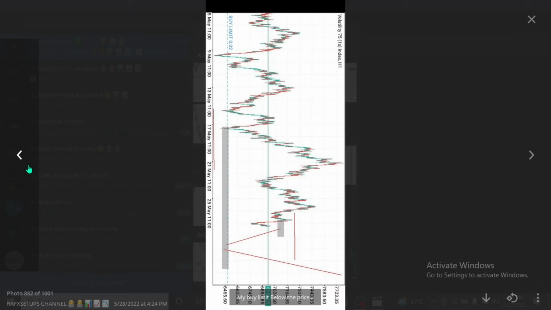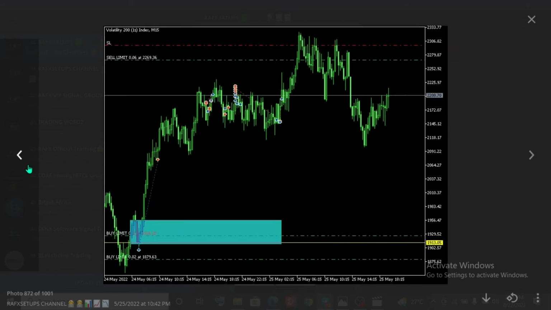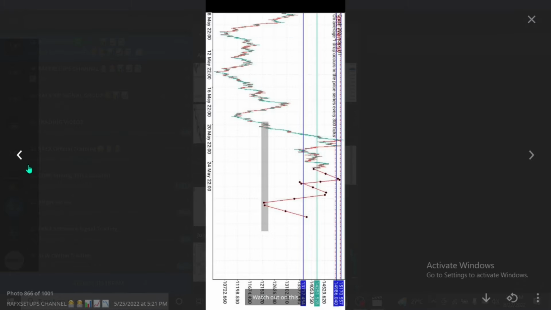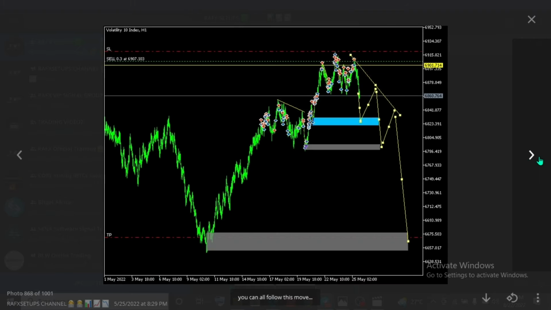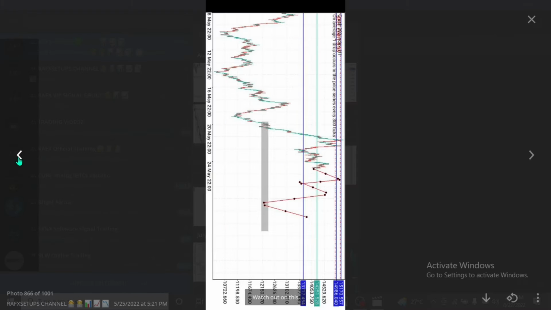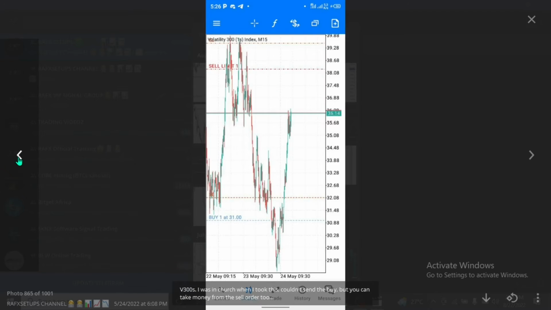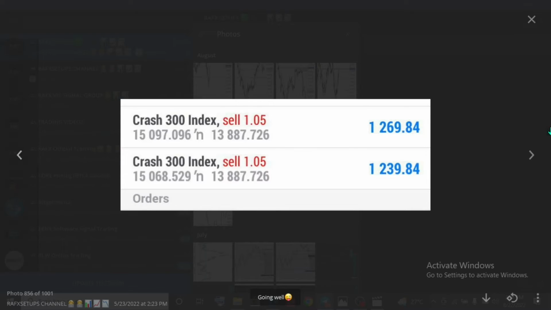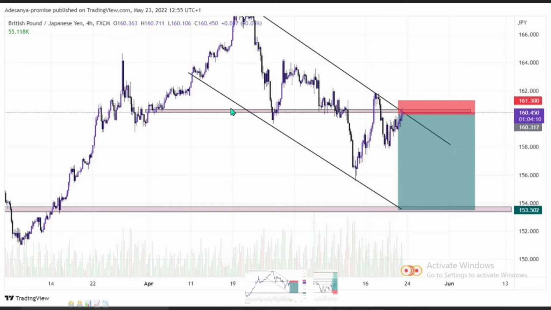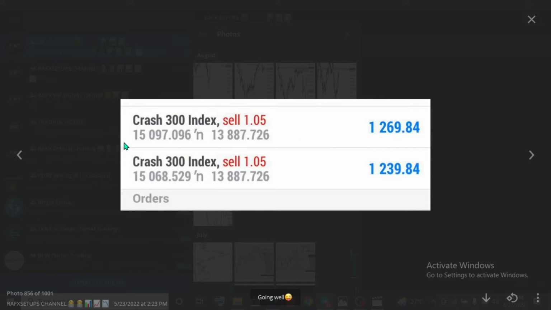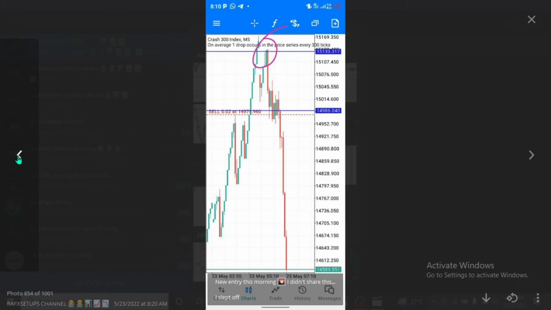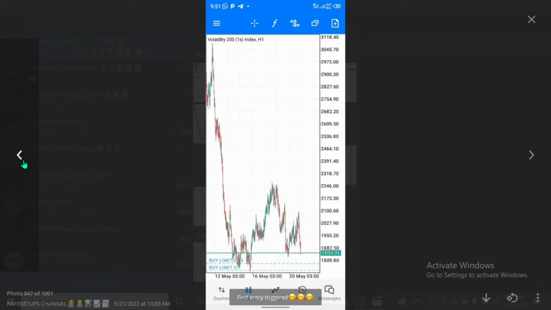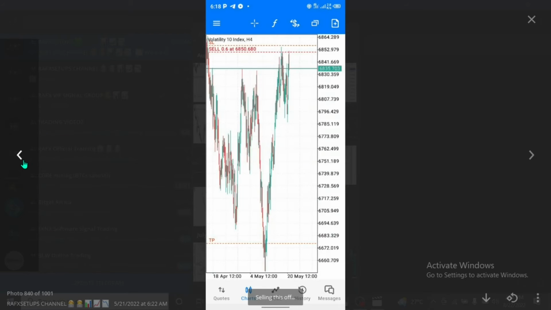And you can see all our past trades. I have to be very fast on this because this is another setup here. You can see this is Crash, and it went well too. 2012, you can see that we captured a lot here too. This is still British pounds again, and this is Crash 300. Imagine this Crash 300, that's it there. Look at all these trades, it has been a lot of money so far.